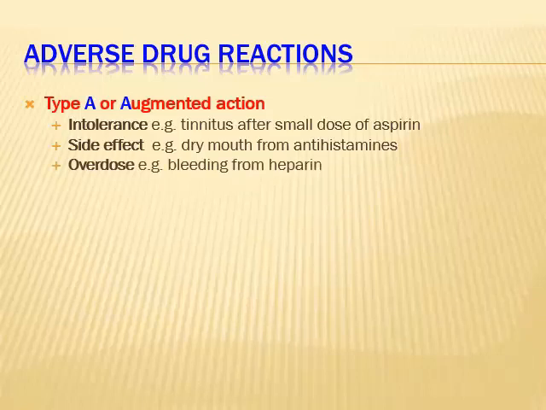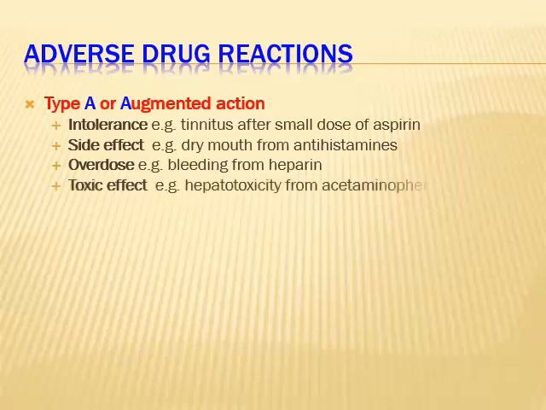3. Overdose, if the adverse effect occurs at a slightly higher dose than therapeutic dose. A common example is bleeding that occurs if an excess dose of heparin is used to treat a thrombotic disease. 4. Toxic effect, which occurs with suicidal doses of the drug. The best example is the fatal hepatotoxicity, which occurs when the patient takes more than 15 grams of acetaminophen. The usual dose of acetaminophen does not exceed 4 grams per day.